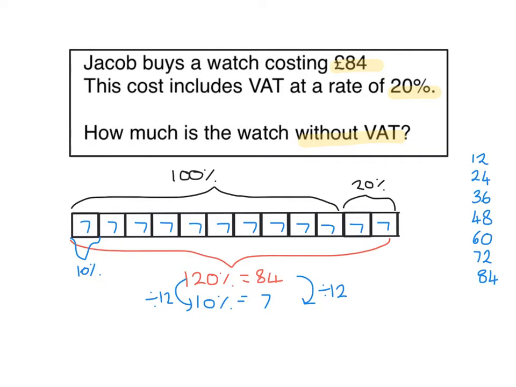which means that I can easily get my 100% now, so how much the watch was worth without the VAT. So I don't want this bit on the end, I don't want these 7s. So that's 7, 14, 21, 28, 35, 42, 49, 56, 63, 70. Which makes sense proportion-wise, because I want just the 100%. So I'm timesing by 10 on this side, timesing by 10 on this side, 70. So how much is the watch without VAT? £70.